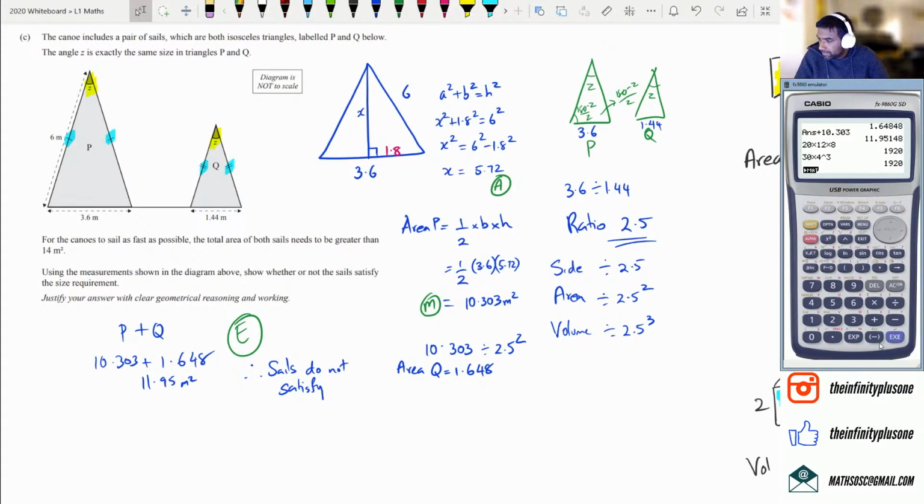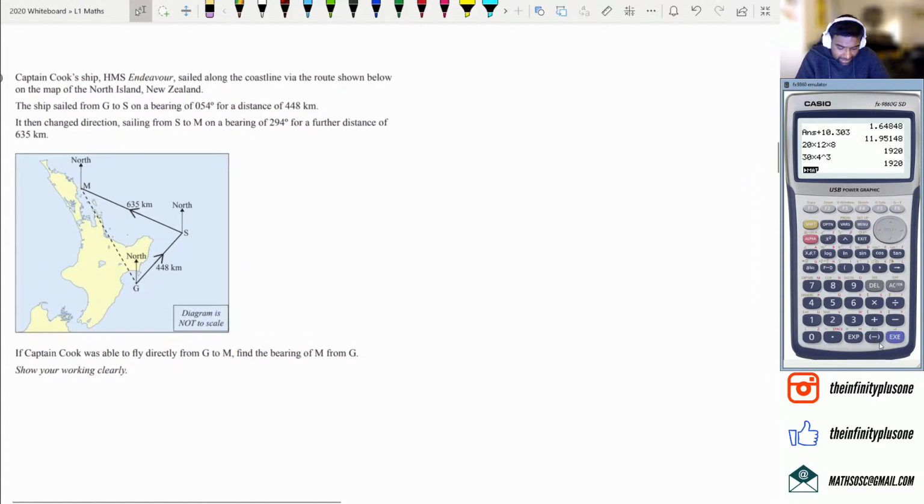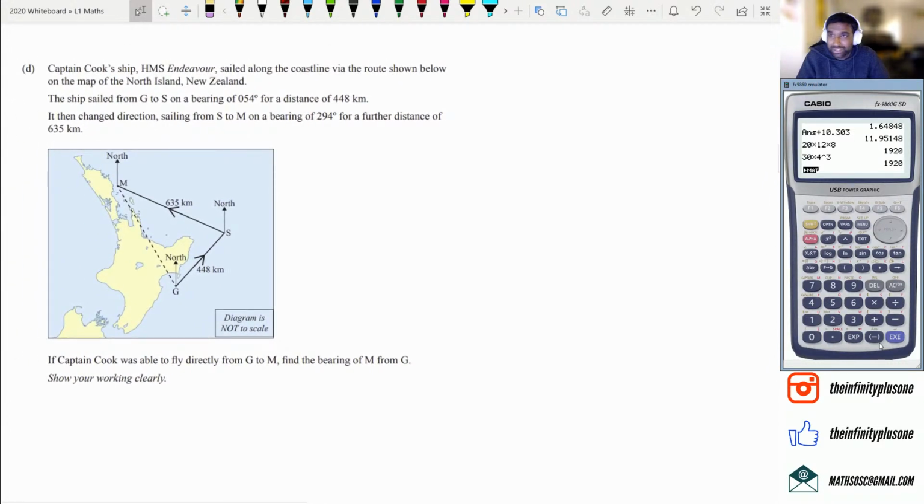All right, guys. Now we come to possibly one of my favorite questions, which is bearings. I love bearings. I'm not gonna lie.